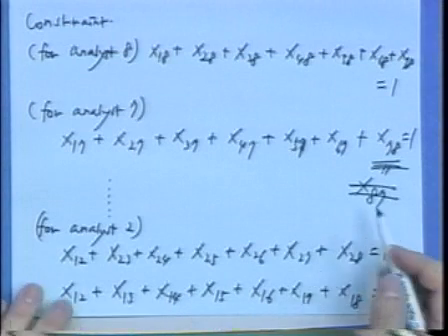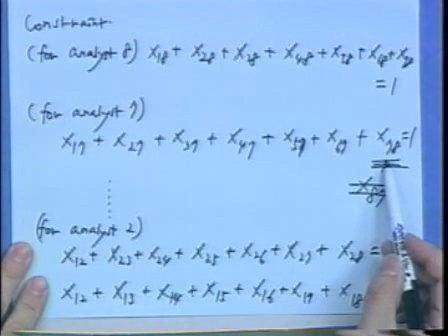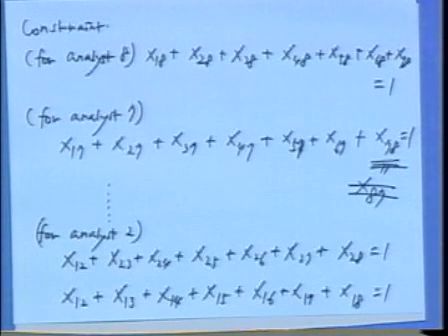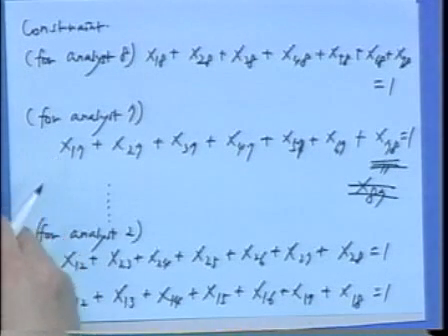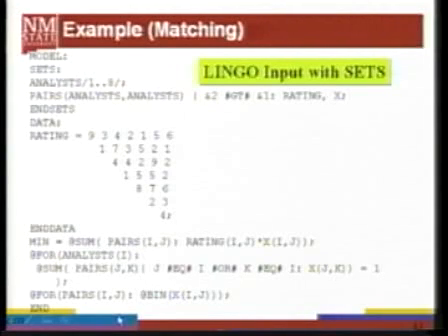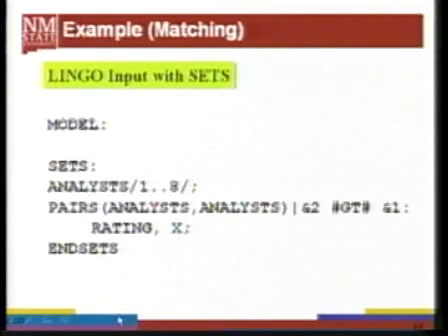So in our case, always the first subscript is less than the second subscript, right? To save our working space. And this is the LINGO input with using sets. So the first set of interest is a set of 8 analysts, right? The primitive set can be written as analyst, slash 1..8 slash, semicolon.